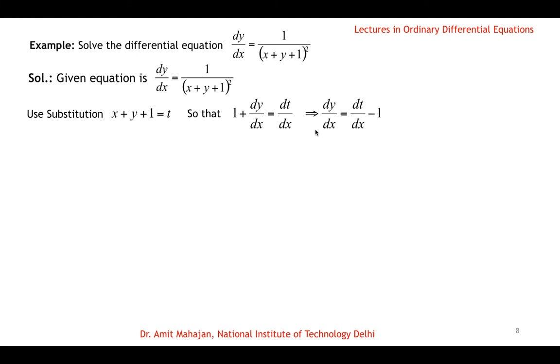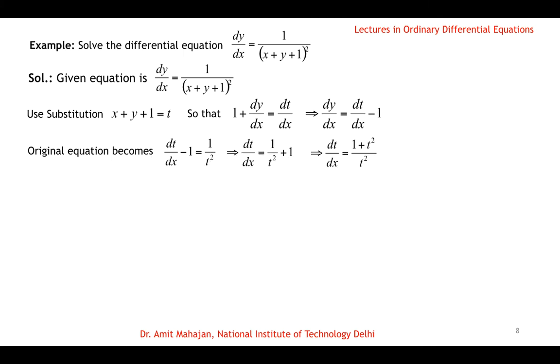Substituting this on the left side and t on the right hand side, the differential equation can be written as dt by dx minus 1 is equal to 1 by t square. Then I take 1 to the other side and take the LCM. So this is a variable separable form. I can easily rewrite this to separate the variables, t on one side and x on the other side. Once the variables are separated, I can simply integrate on both sides and add a constant of integration.